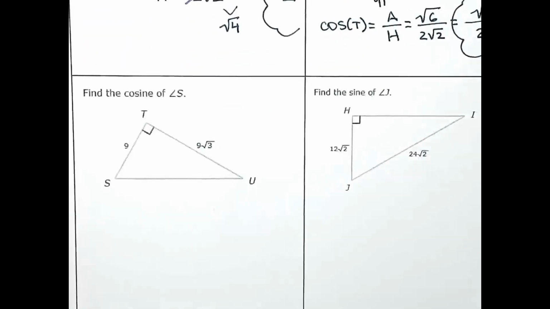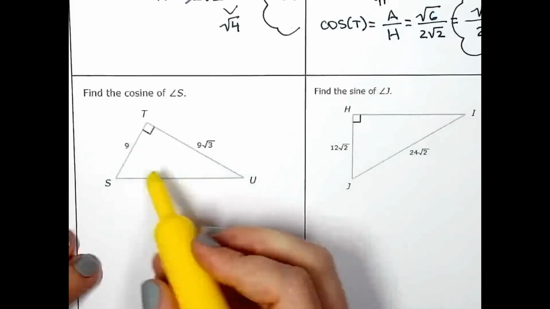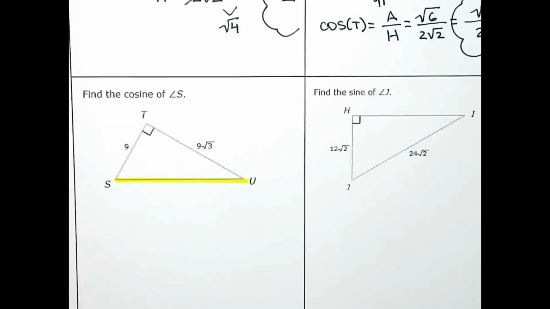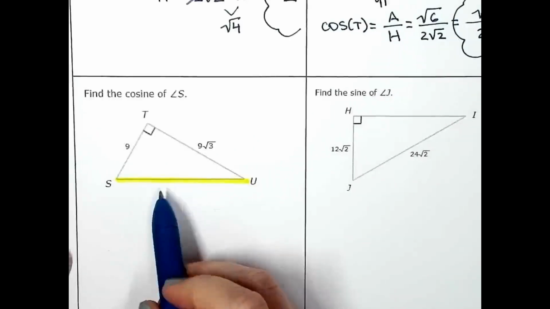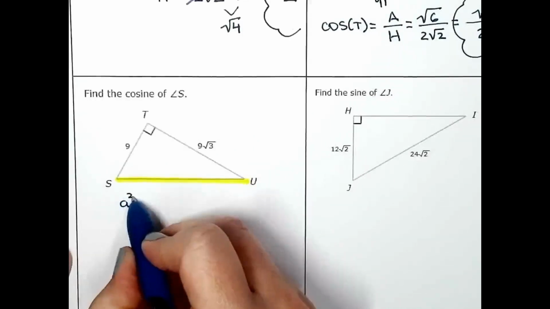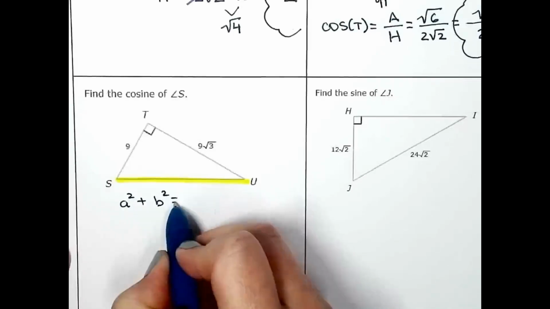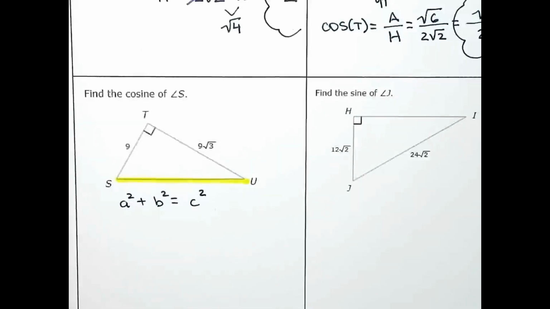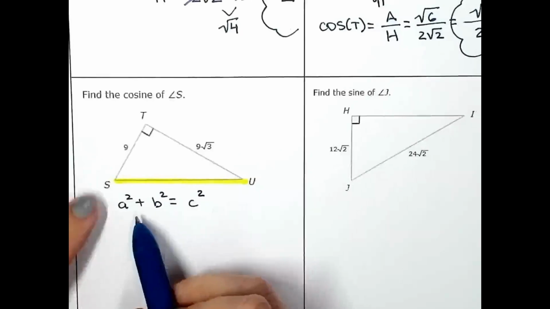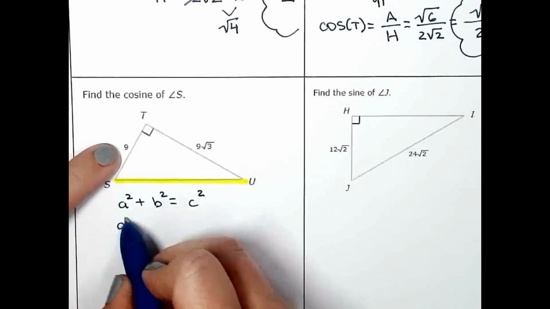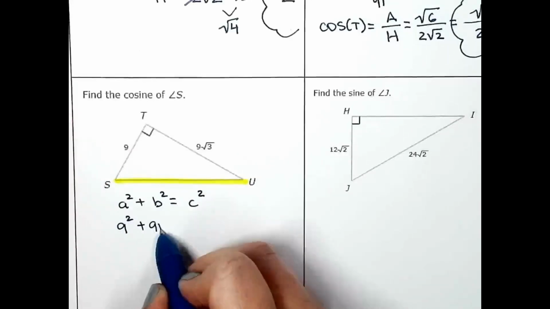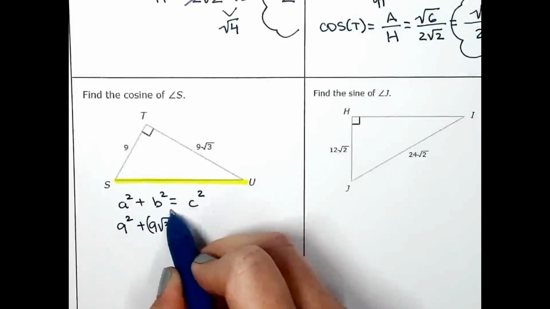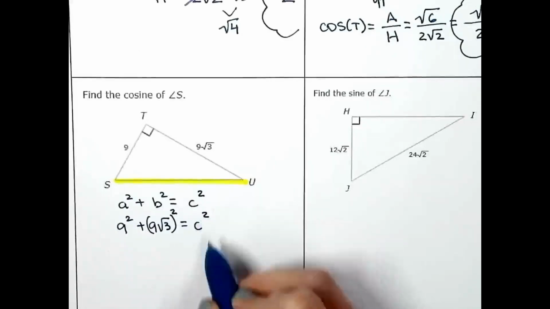All right, two more. Highlight the hypotenuse. And again, just like the previous example, we don't have everything we need. So we have to do the Pythagorean theorem to find the hypotenuse before we can even start trying to do trigonometry right here. Okay, 9 squared plus (9 square root of 3) squared to find c squared.